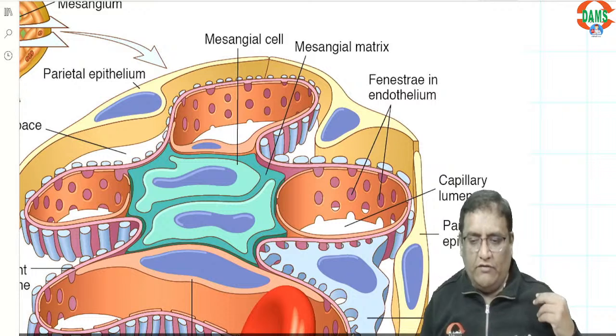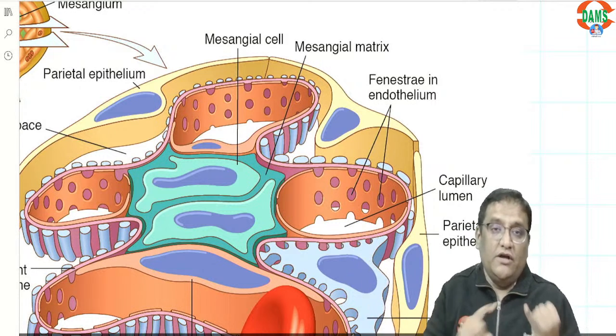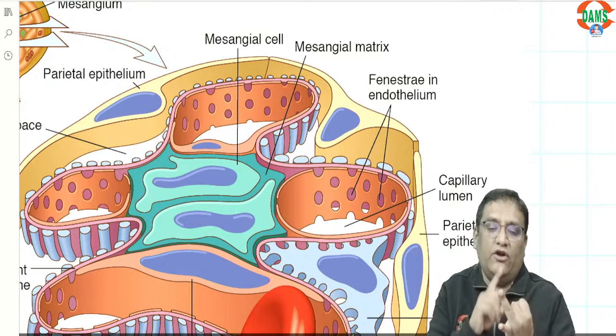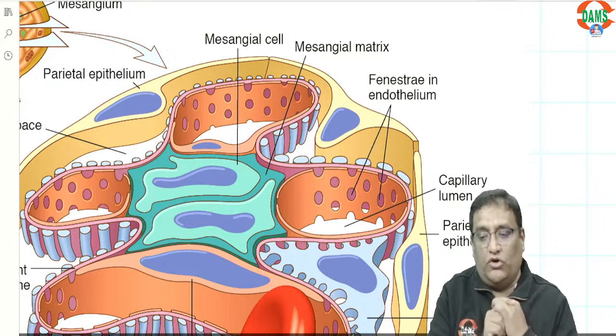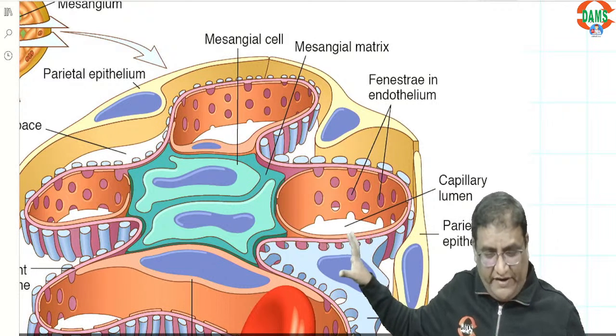So, very, very important: physiologically, what does not get filtered from the blood into the urine? All large things do not get filtered, and also whatever is negatively charged does not get filtered. The net negative charge is due to multiple factors, by the way.